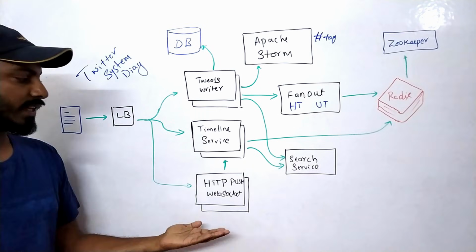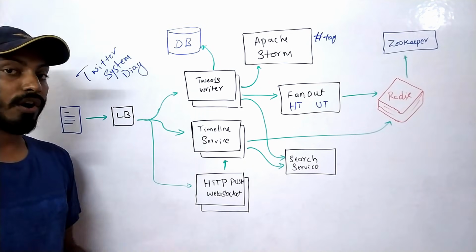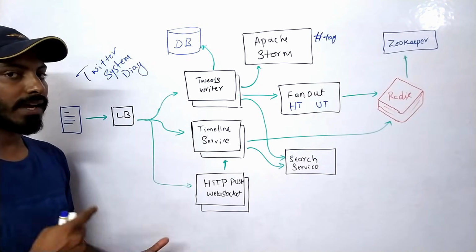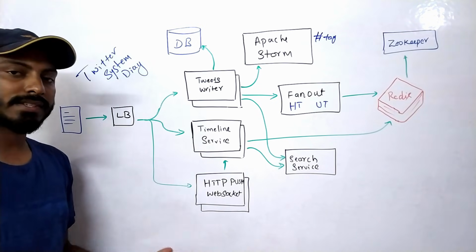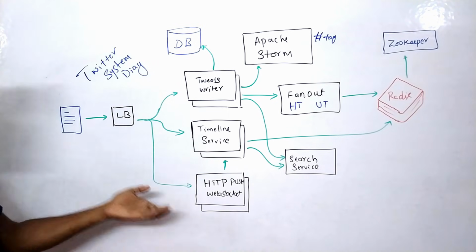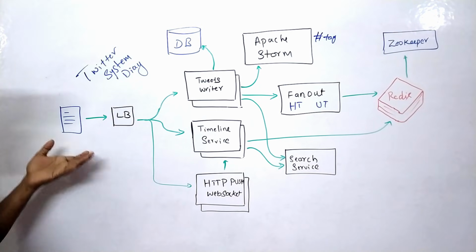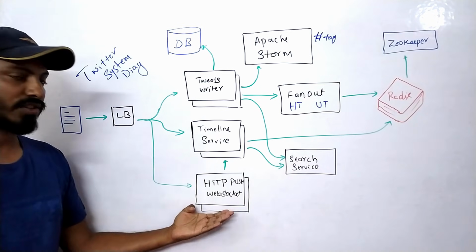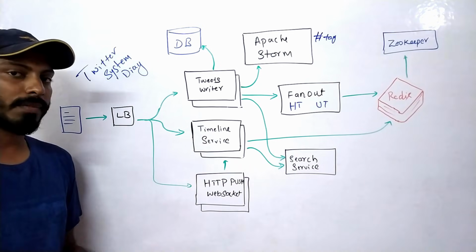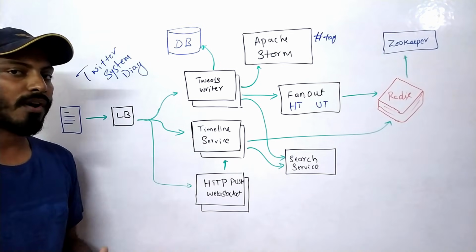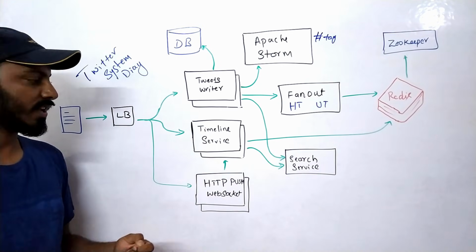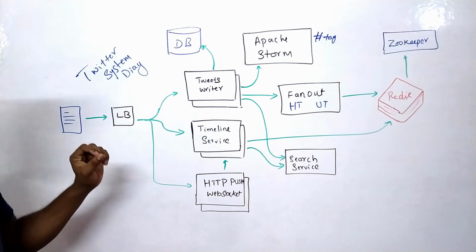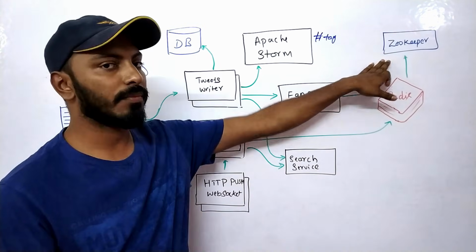It retrieves those timelines and then gives them back to the application in the form of JSON. And here you can see there is an HTTP push or WebSocket component which is responsible for handling the real-time or persistent connection with the mobile applications. It could be Android or iOS. It handles the WebSocket connection, and this service should be able to handle millions of connections at any given point of time. And here you can see Zookeeper.